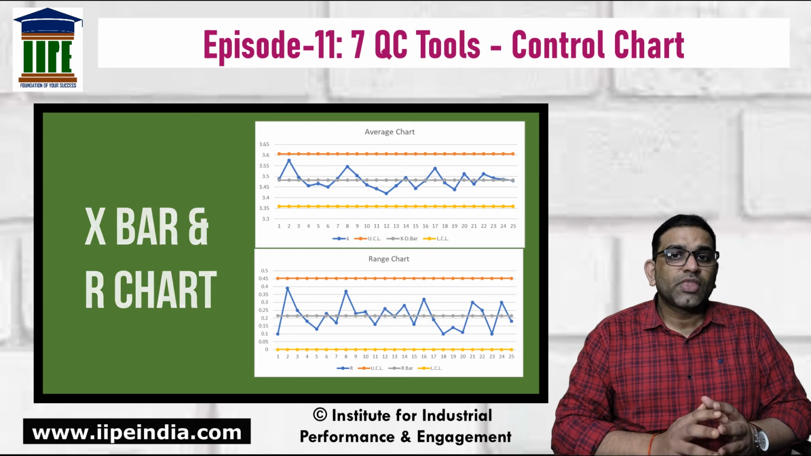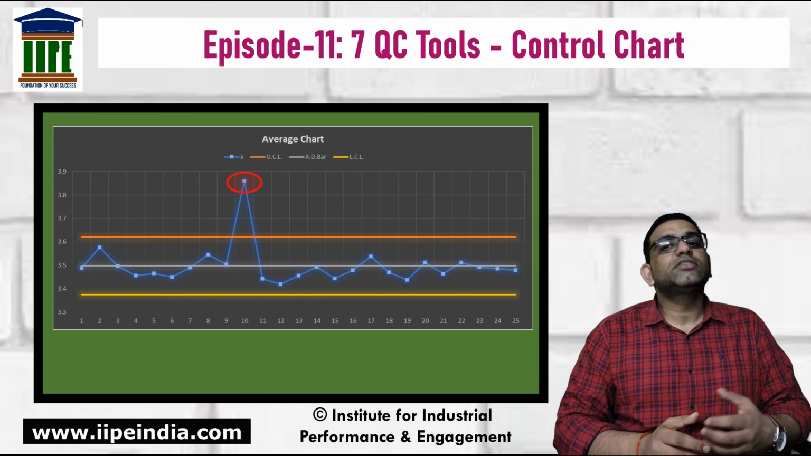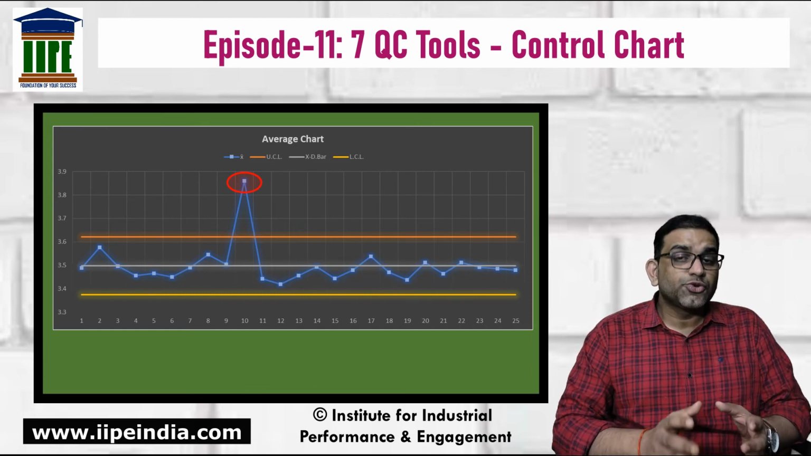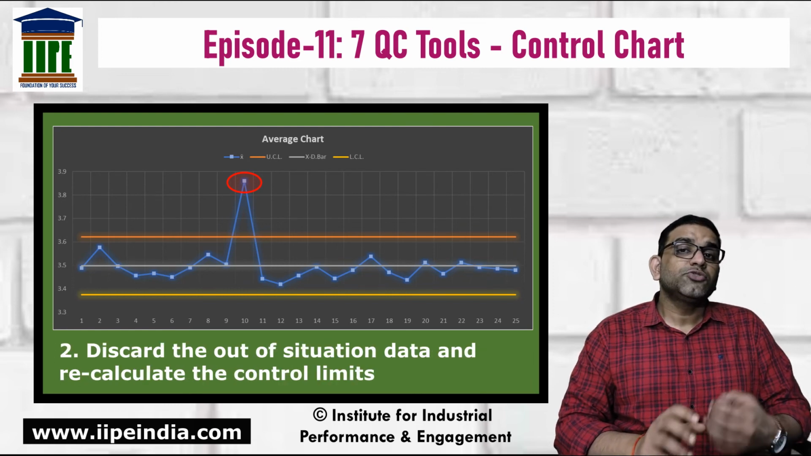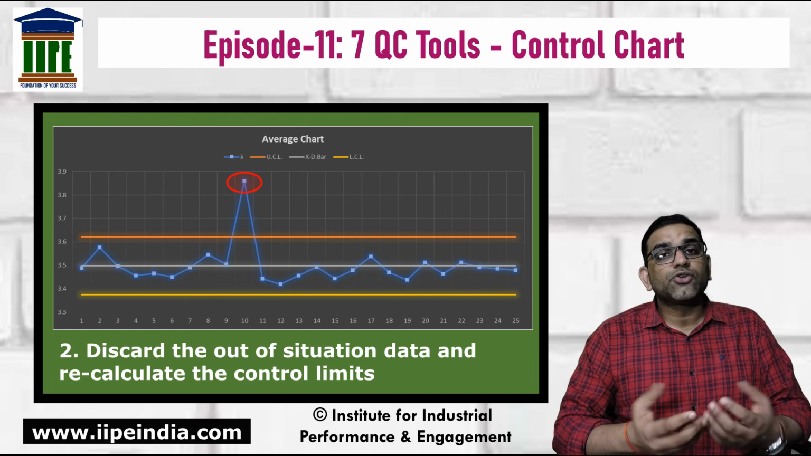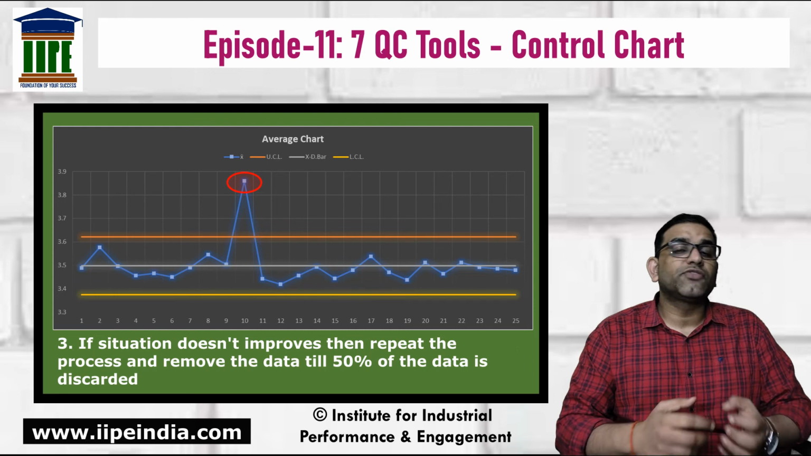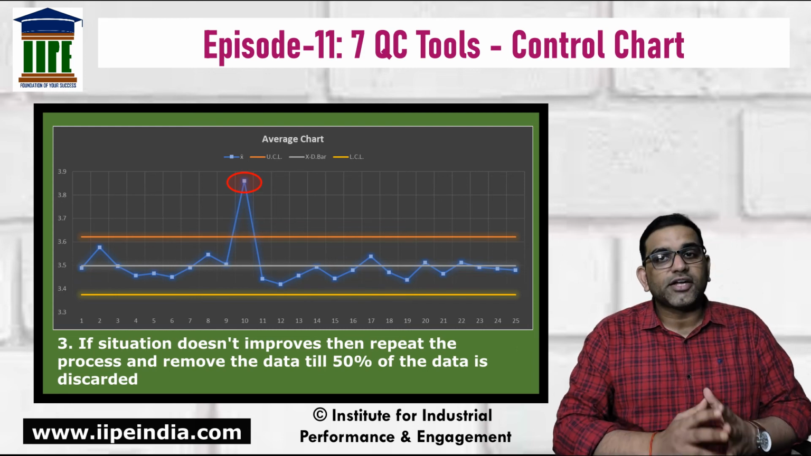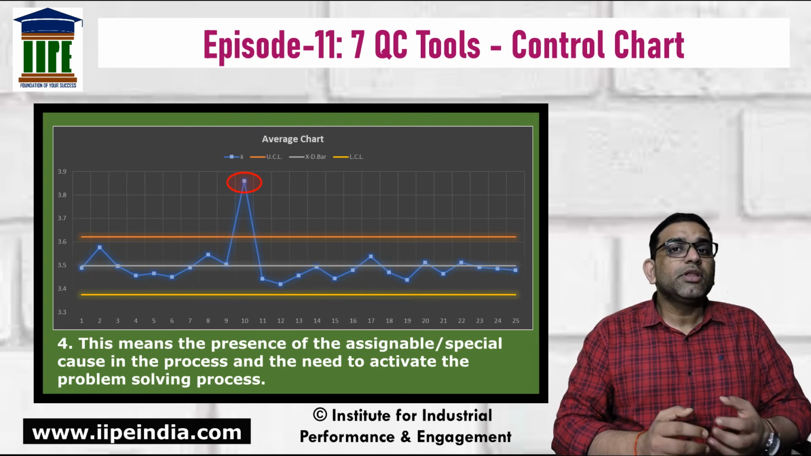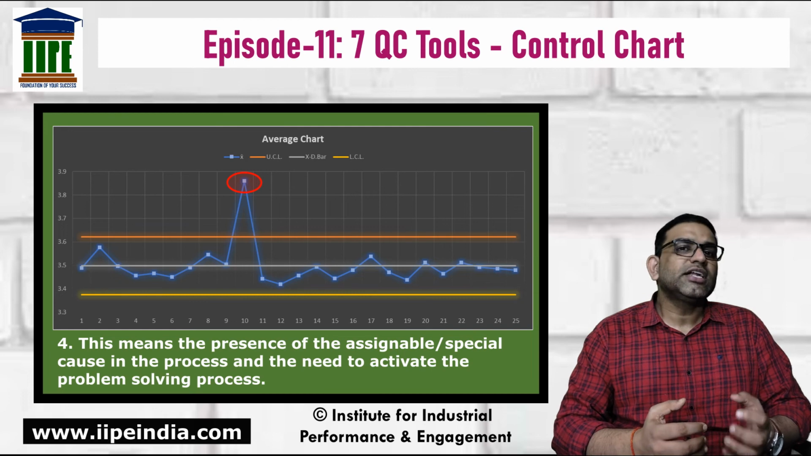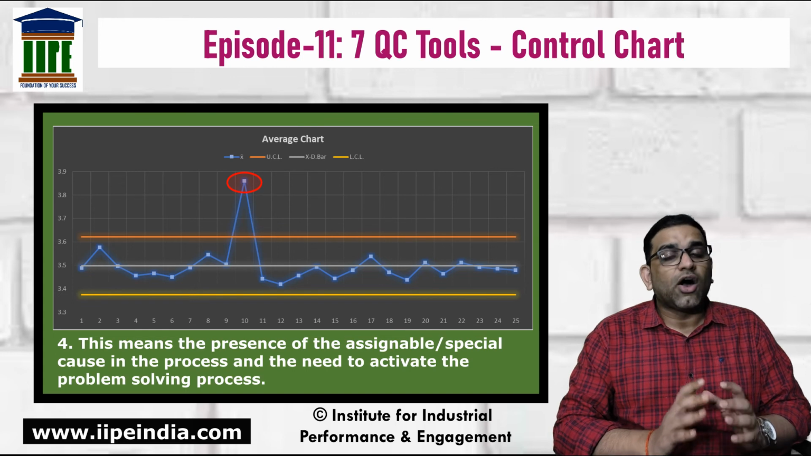Apart from the validation, if the situation is like, as you can see on the screen, if you are able to find such an out of control situation, then in that case you need to inform the process supervisor. And simultaneously, you also need to discard the data and recalculate the control limits. If such a situation still persists, then repeat the process of discarding until 50% of the data is discarded. If such a thing happens, then this means that there is an assignable or a special cause which has occurred in the process and the team needs to activate the problem solving process to find and eliminate the assignable cause or the root cause.